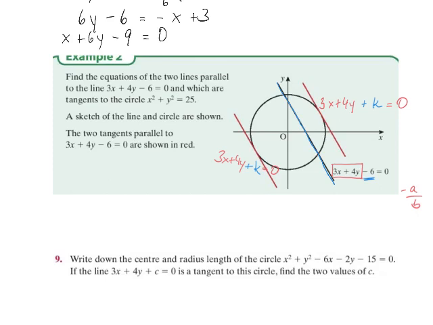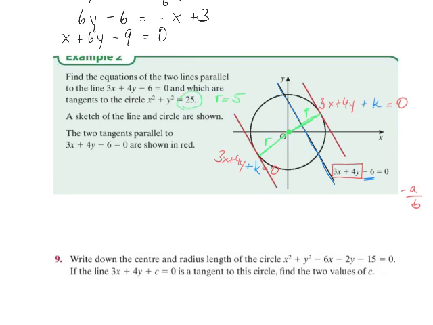Another piece of information we have is we know how far both lines are away from the center, because this would be our radius. So the distance from the center to the tangent is the same as the radius. And we can look at the equation and find out what the radius is. 25 is r squared, so r has to be 5. So the distance from the center to the tangent is 5, same as the radius.